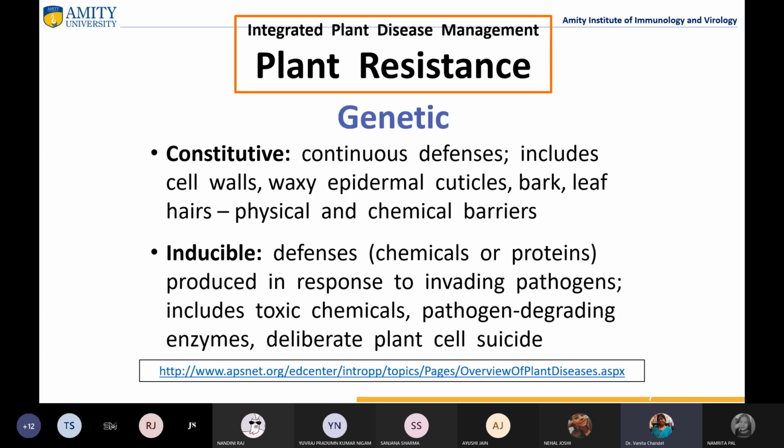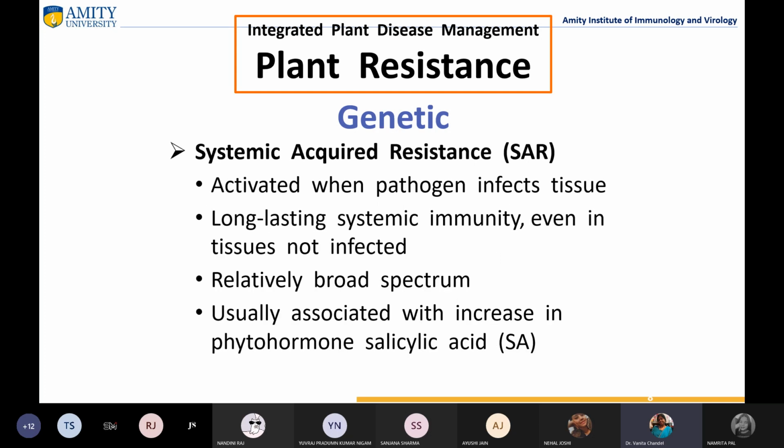Then plant resistance, genetic. Again, we discussed this last time. The constitutive defenses are the continuous defenses, which are the cell walls, waxy epidermal cuticles, or bark, leaflets, right? This we discussed last time. And inducible defenses are chemicals or proteins which are produced in response to invading pathogens, right? It could be toxic chemicals, pathogen-degrading enzymes, or deliberate plant cell suicide, which means the hypersensitive response shown by the plant or host against the pathogens, right?